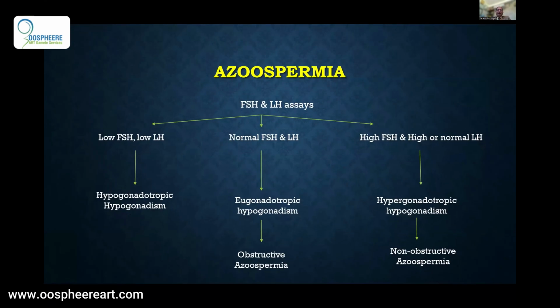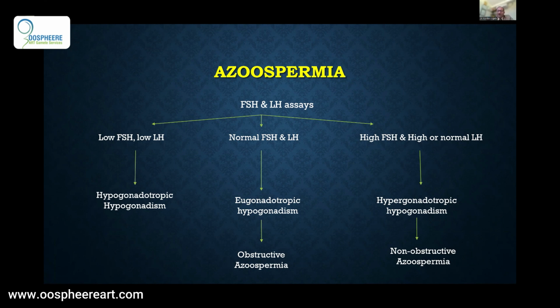Now, if you look at the evaluation of azoospermia, when you see an azoospermia patient, you send the FSH and LH. If both are low, it is hypogonadotropic hypogonadism. If the FSH and LH are normal, usually it is eugonadotropic hypogonadism, and it is purely because of obstructive azoospermia. Third, if you have a high FSH, but you may have a high LH or a normal LH, it is hypergonadotropic hypogonadism and non-obstructive azoospermia.